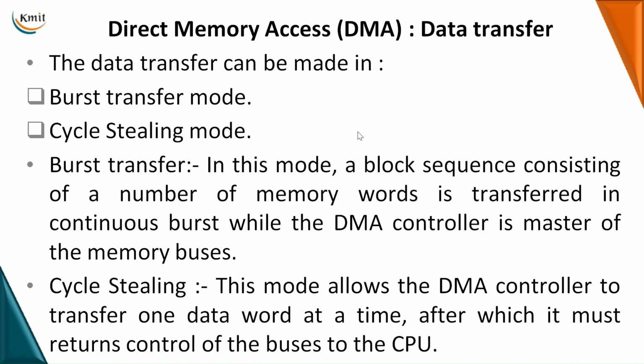Coming to the cycle stealing mode, this mode allows the DMA controller to transfer only one word at a time, after which it must return control of the bus to the CPU. So for each and every request, only one word can be transferred between the memory unit and the peripheral device.